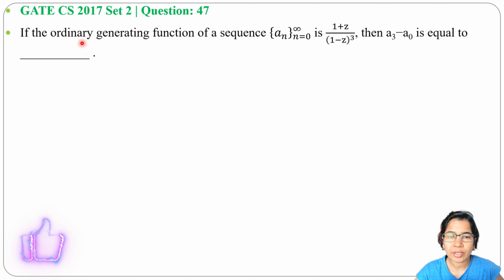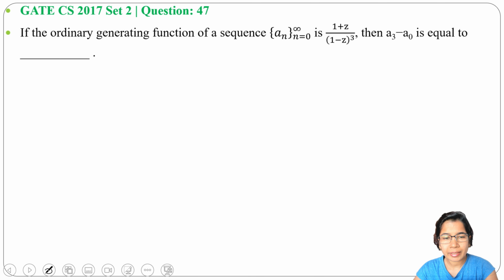Hey everyone, let's solve one previous question of generating function. This question was asked in GATE CS 2017 set 2, question number 47. If the ordinary generating function of a sequence a_n, n equals 0 to infinity, is (a plus z) divided by (a minus z) power 3, then a3 minus a0 is equal to dash.